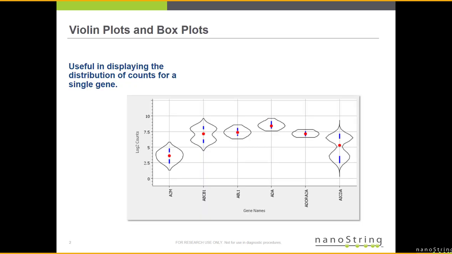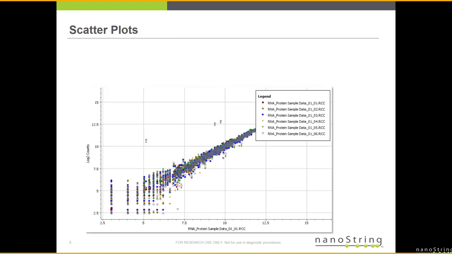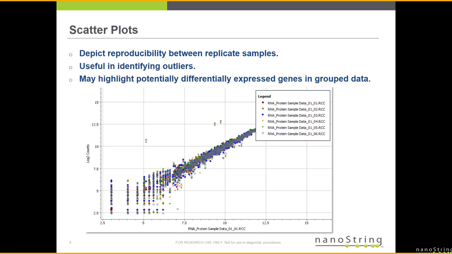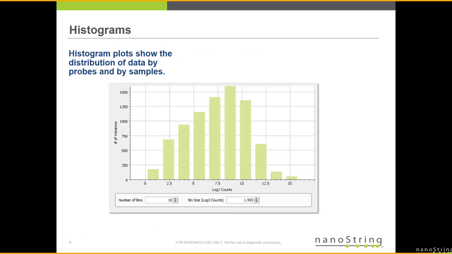Violin plots and box plots are each useful in displaying the distribution of counts for a single gene. Scatter plots can depict reproducibility between replicate samples, can be useful in identifying outliers, and when used on group-level data, may highlight potentially differentially expressed genes. Histogram plots show the distribution of data by probes and by samples. We'll start by selecting agglomerative clustering.